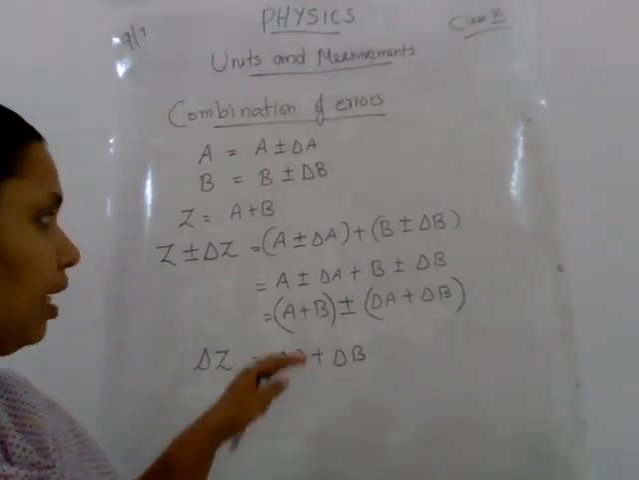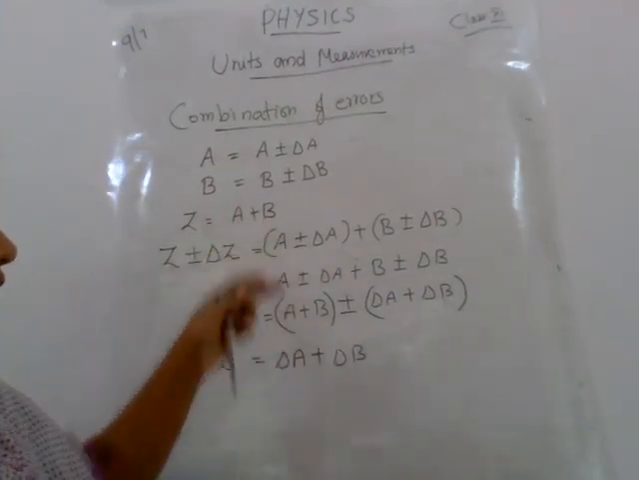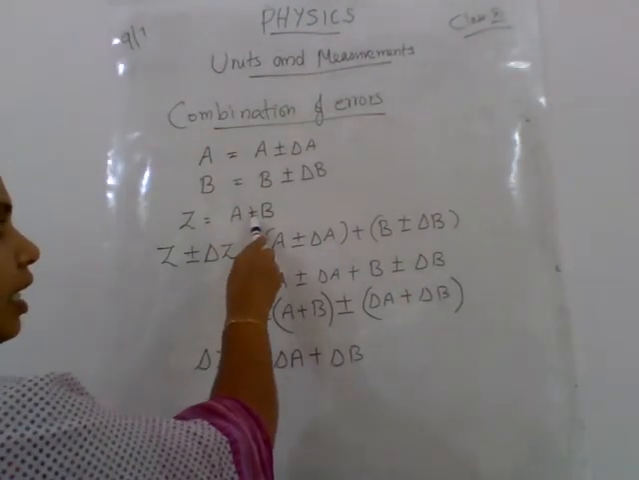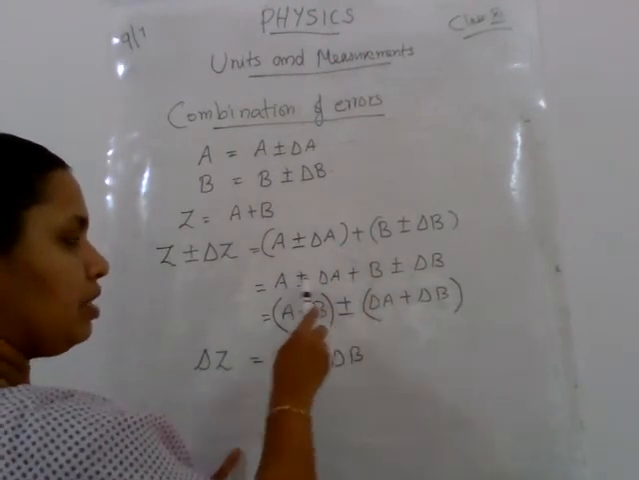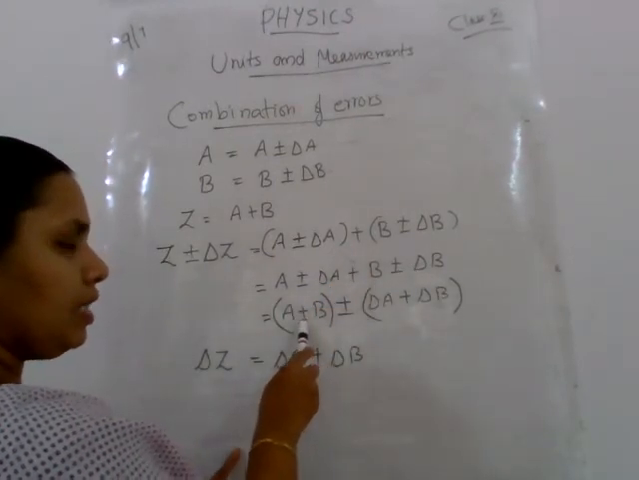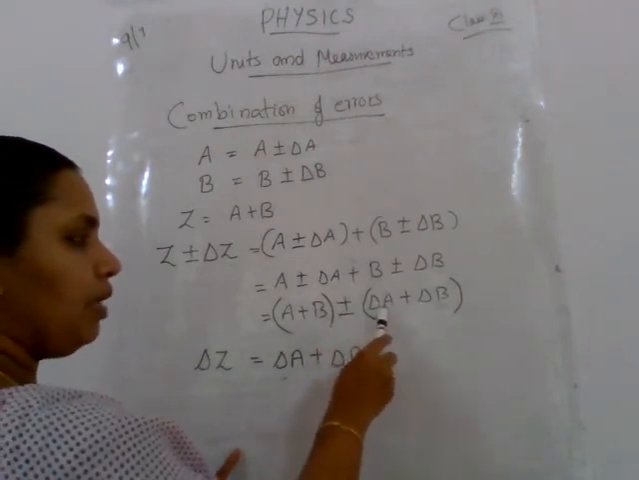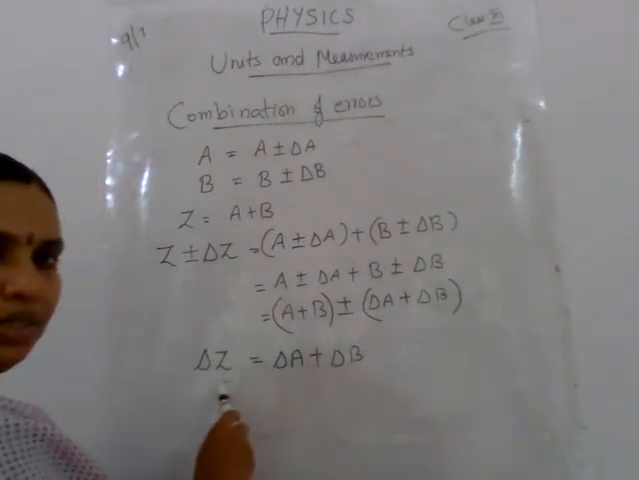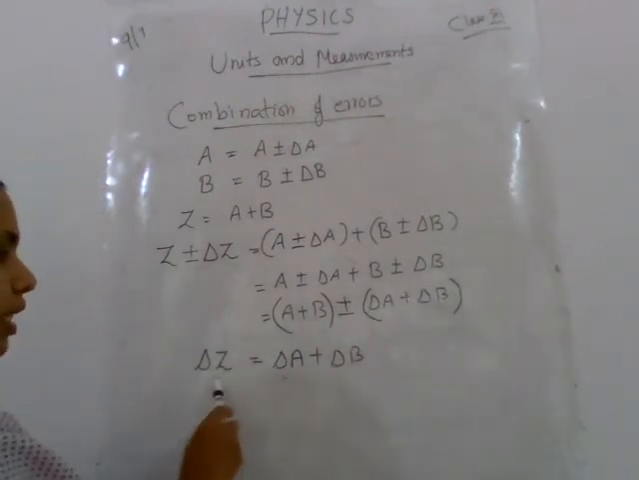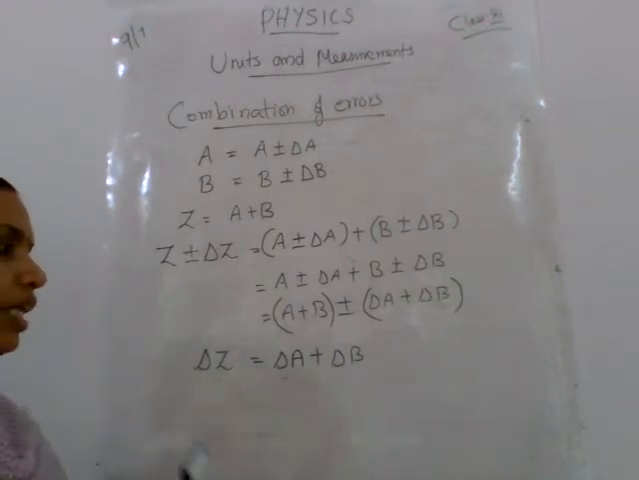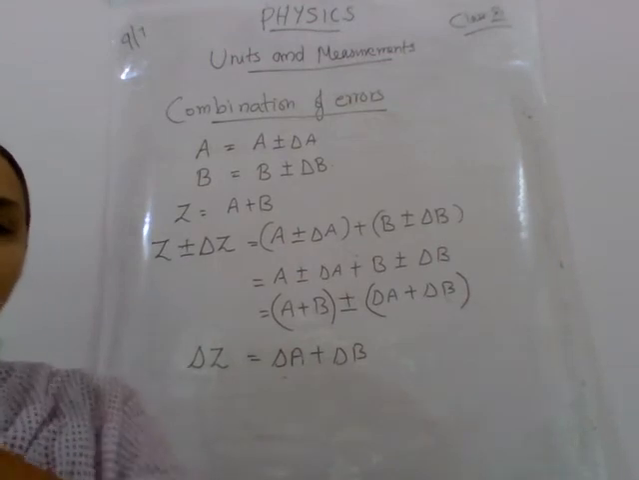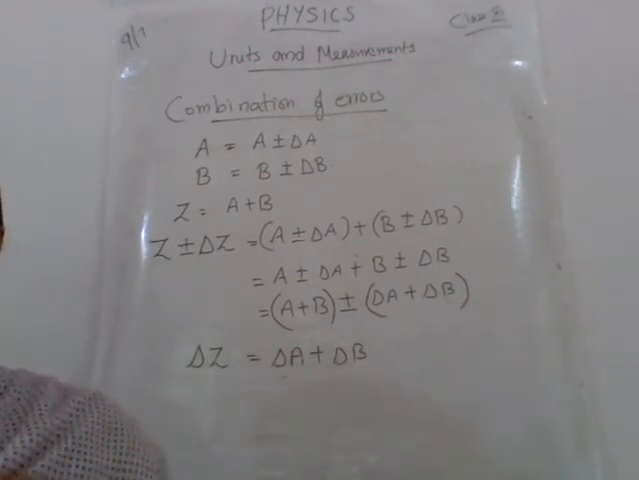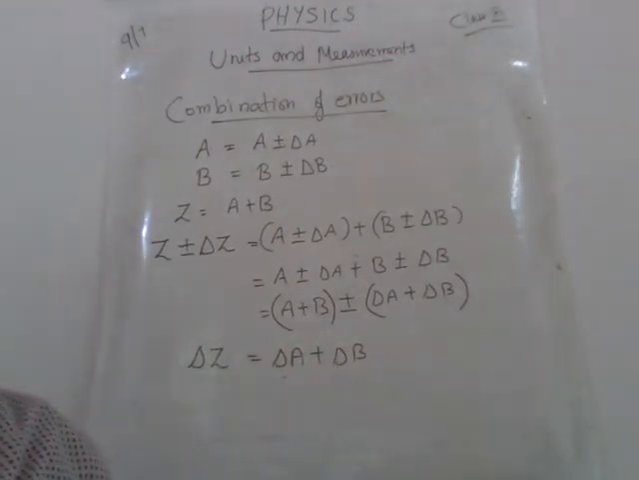So the same thing will come for minus also. That is why I am not writing it here. Here A minus B comes, so here minus comes and here also minus. So we are taking A minus B here, then plus or minus delta A plus delta B. So in the difference also, delta Z is equal to delta A plus delta B. So while adding, the error also you have to add. That will be the error in the final result.